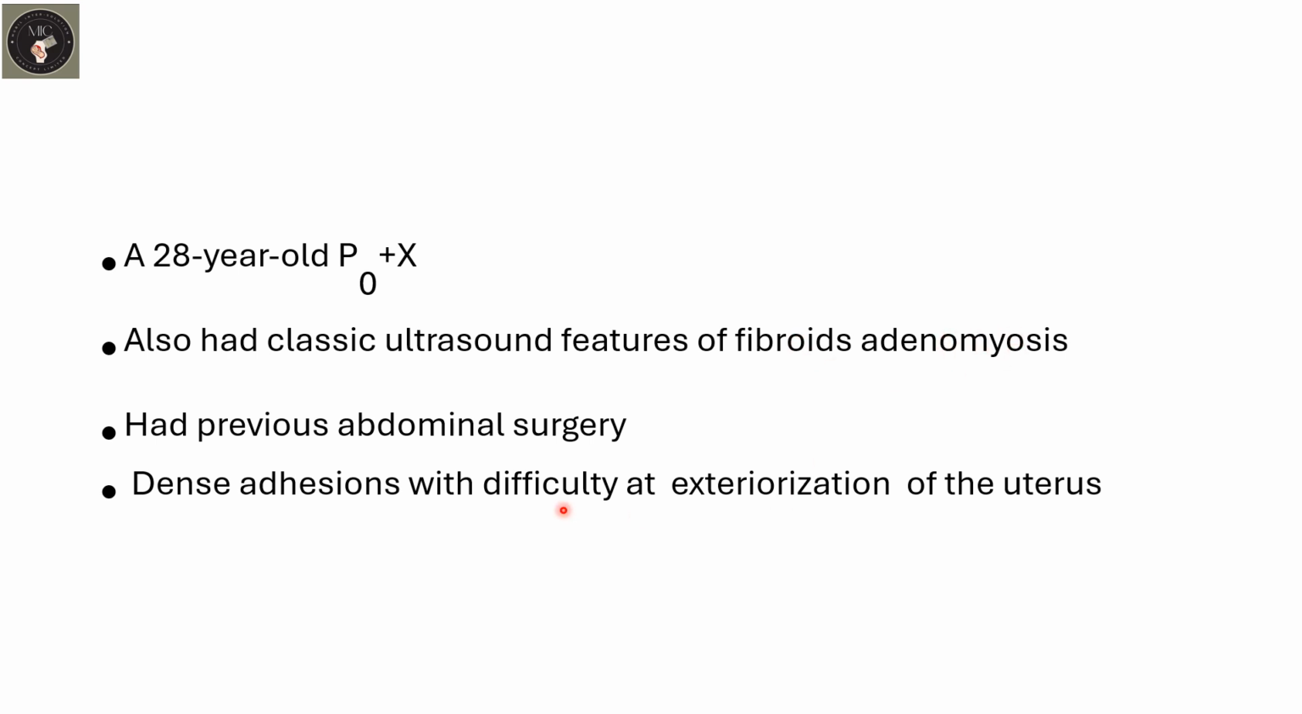The surgery was difficult and bloody, according to the surgeon. The uterus could not be sterilized, so he just managed to do some form of myomectomy, adenomyotomy, and then inserted an IUCD because of the Asherman syndrome.